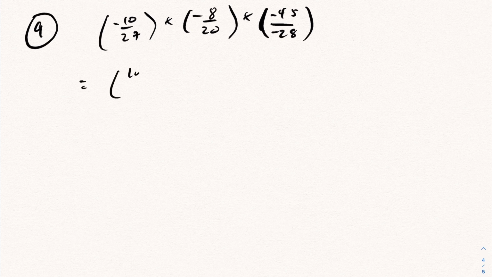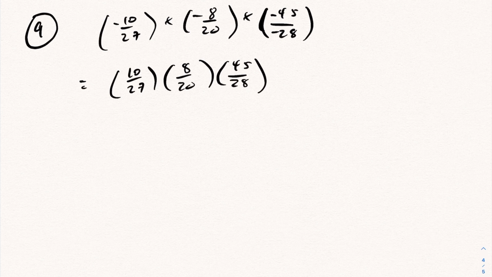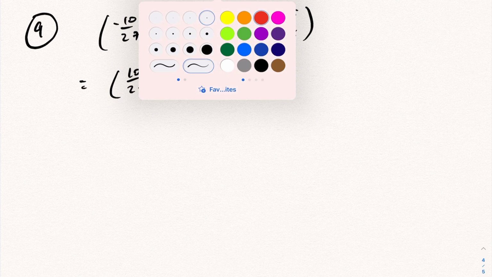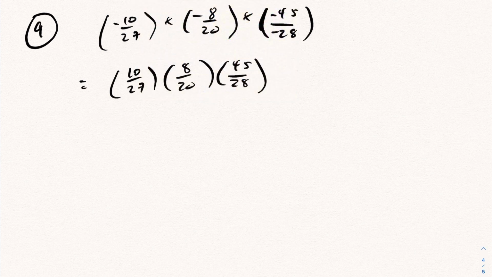So once again, I drop the brackets on this, and I'd make everything positive because I see we have 4 minus signs going on here. Now it's a matter of doing some reduction and reducing some of these numbers here. So I see here the 10 and the 20 can be reduced to become 1 and 2. I also see here the 27 and the 45. I can divide both by 9.